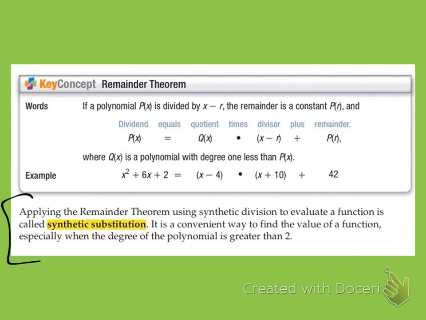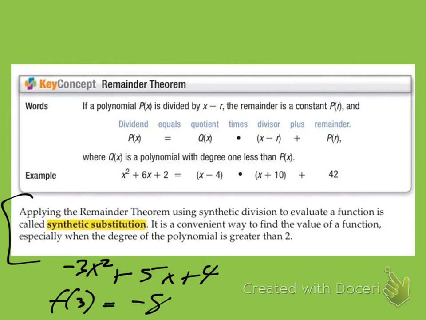Synthetic substitution is a convenient way to find the value of a function, especially when the degree of the polynomial is greater than 2. The one you guys just did had a degree of 2: you had a squared, a 5x, and a 4. So the function is negative 3x squared plus 5x plus 4, and we said find f of 3, and you guys said that was negative 8. Here's what else you could do. Instead of plugging that 3 in, you can set up a synthetic division: negative 3, 5, and 4, and in your box, you put 3.